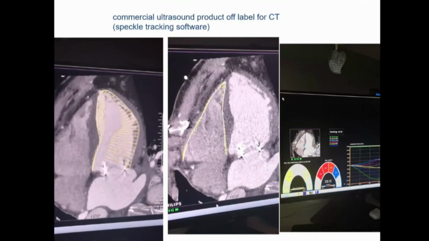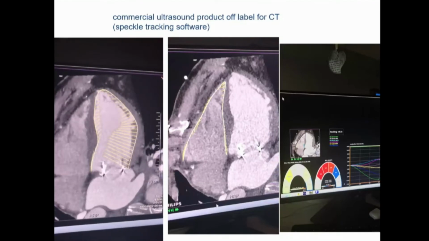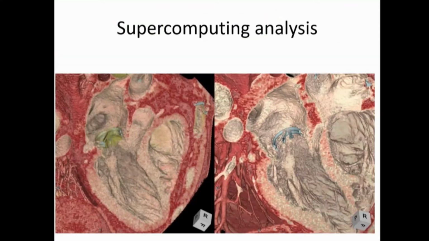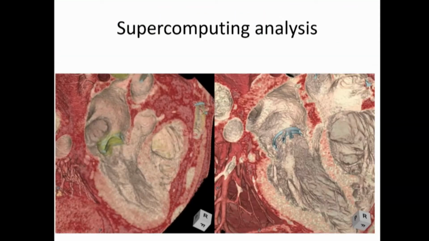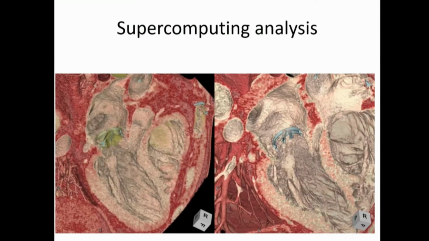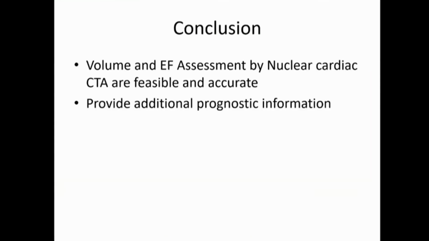Now there is also software to look at strain using CT scan. This has been around for a while, but I haven't seen much traction about the analysis. Anyway, the conclusion is that volume and EF assessment by nuclear and CTA are feasible and fairly accurate and provide additional prognostic information. But nowadays, I think echo and CMR should still be the workhorse of LV assessment and the gold standard clinically.